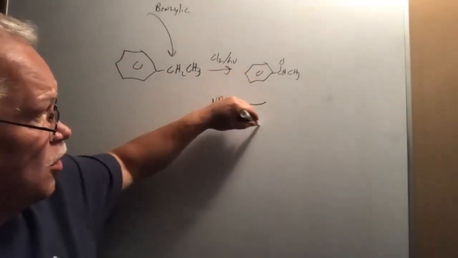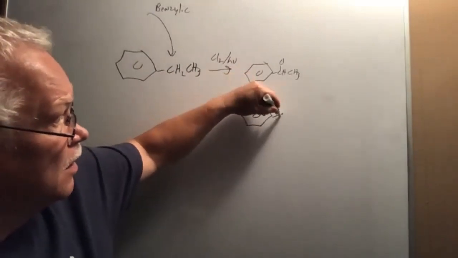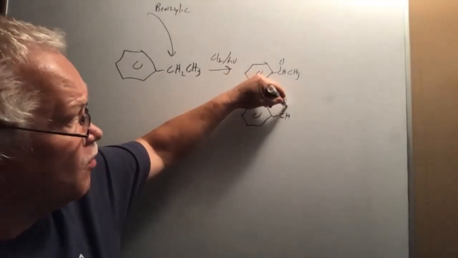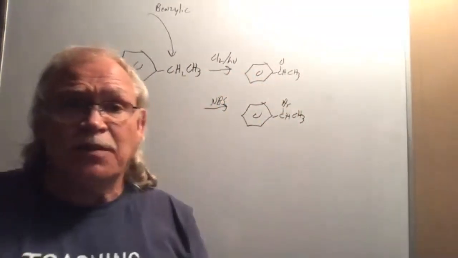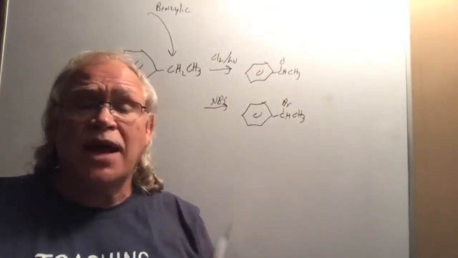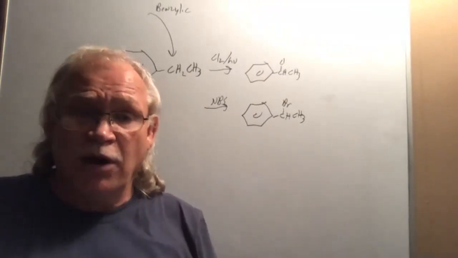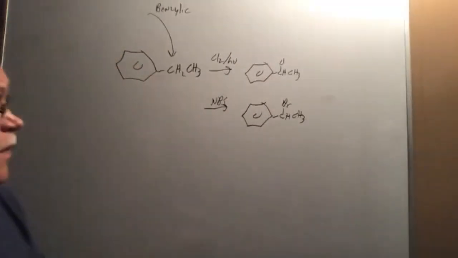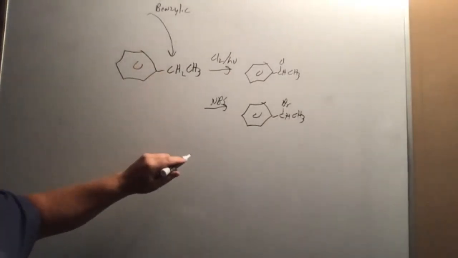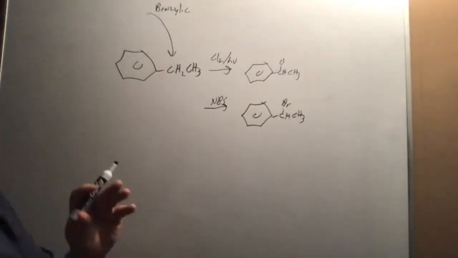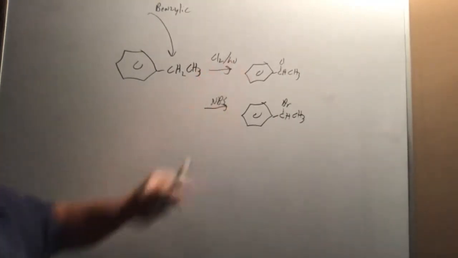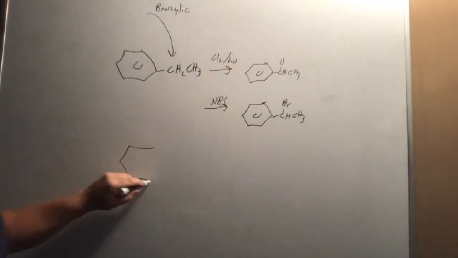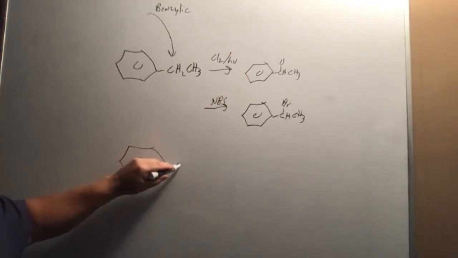What's that going to do for me? Put the bromine in the benzylic position. Notice the benzylic position is the one that's most reactive in the free radical reactions. If we take this same compound and we put a bromine in the benzylic position, let's just look at this compound here.